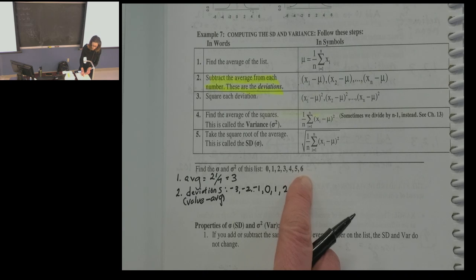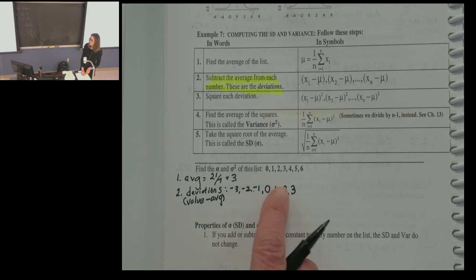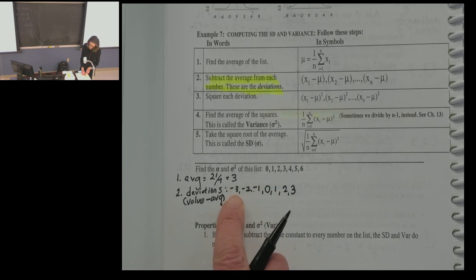So note, if it's above the average, it has a positive deviation. If it's below the average, it has a negative deviation. So those are our deviations.